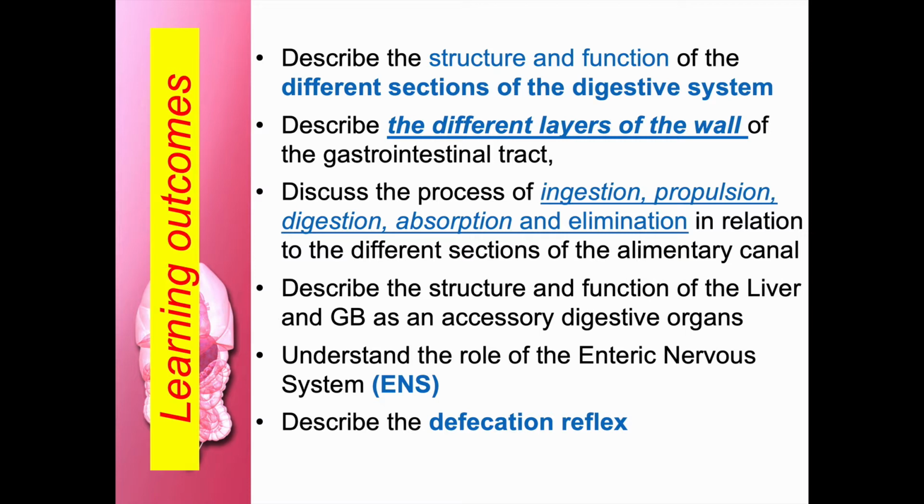Next we discuss the process of digestion: ingestion, then propulsion, digestion, absorption, and elimination. Then the supportive glands connected to the digestive tract, the liver and the gallbladder. The gallbladder is not a gland; it's like a pouch that stores the bile juice. Then the nervous system connection to the digestive tract, and also the defecation process, the defecation reflex. This also we will see.